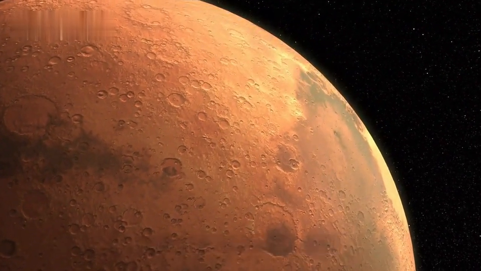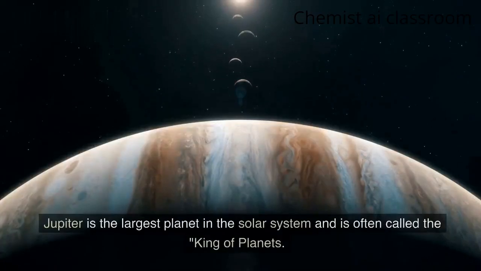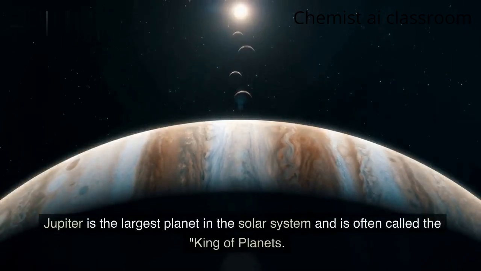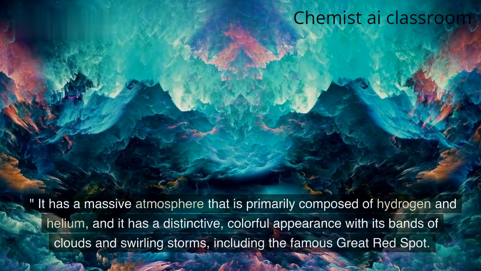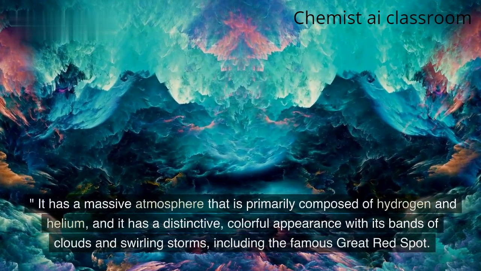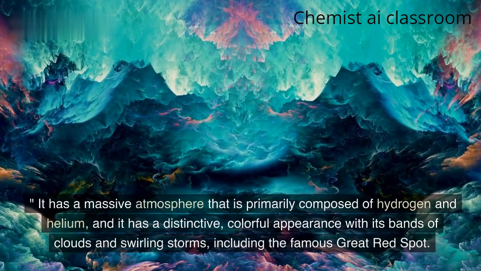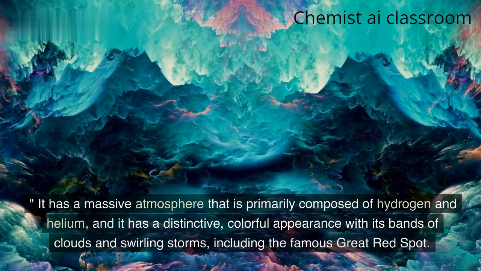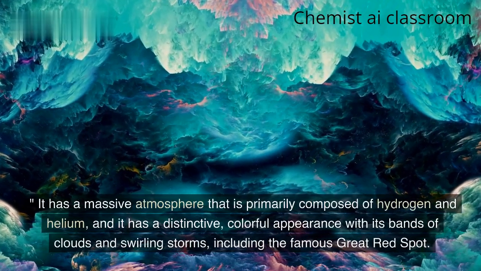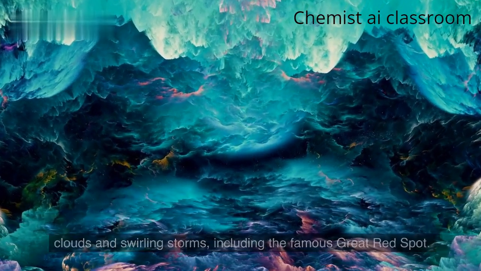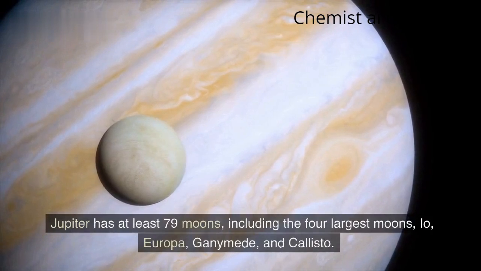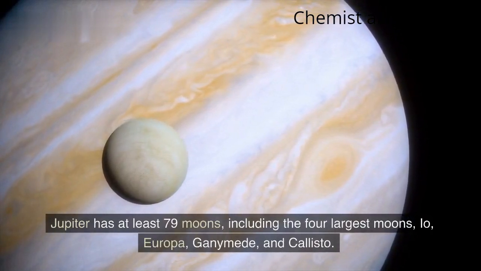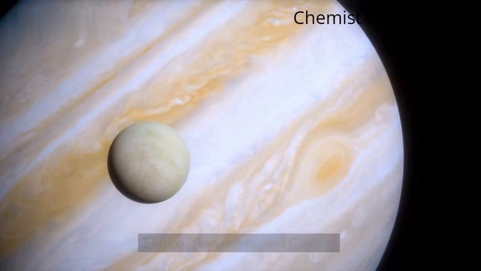Jupiter. Jupiter is the largest planet in the solar system and is often called the king of planets. It has a massive atmosphere that is primarily composed of hydrogen and helium, and it has a distinctive, colorful appearance with its bands of clouds and swirling storms, including the famous Great Red Spot. Jupiter has at least 79 moons, including the 4 largest moons, Io, Europa, Ganymede, and Callisto.